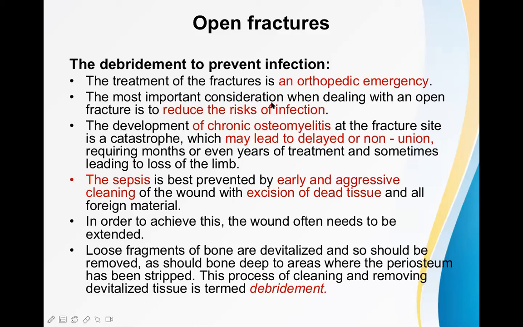The most important consideration when dealing with an open fracture is to reduce the risk of infection. If we delay the treatment, there is high chance of infection. That's why we need to do it right now. And what type of infection we are talking about? It's osteomyelitis. In the beginning, acute osteomyelitis, later on, chronic osteomyelitis. And chronic osteomyelitis is a very difficult condition to treat. It may lead to non-union or delayed union of the fracture.